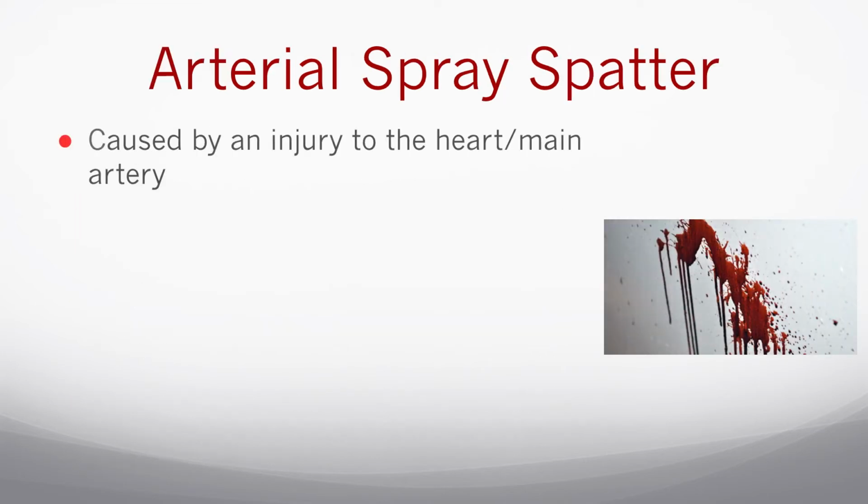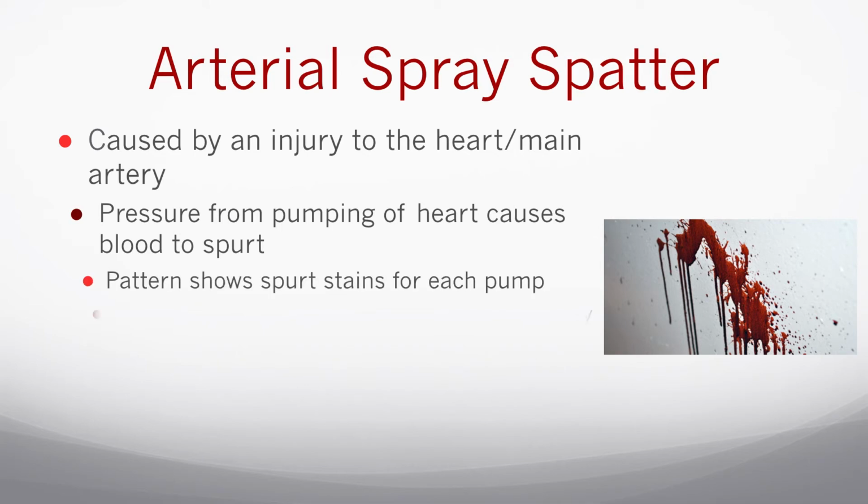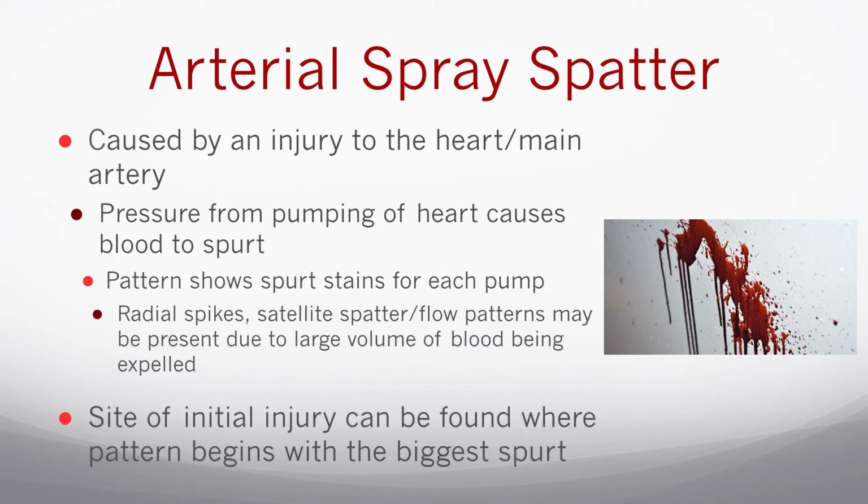Another type of spatter is arterial spray spatter. This is caused by an injury to the heart or a main artery. Pressure from pumping of the heart causes the blood to spurt. So patterns show spurt stains for each pump of the heart. Radial spikes, satellite spatter, or flow patterns may be present due to large volume of blood being expelled. The lineup of stains shows the victim's movement.